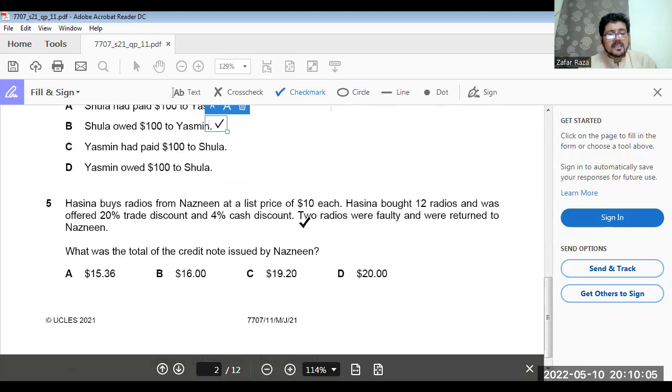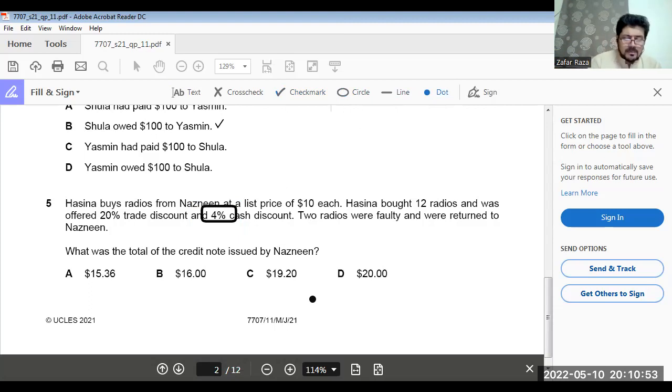Okay. Now, Hasina buys radios from Nazneen at a list price of $10 each. Hasina bought 12 radios and was offered 20% trade discount and 4% cash discount. 2 radios were faulty and were returned to Nazneen. What was the total of the credit note issued by Nazneen? Now, when she is returning goods, the payment has not yet been made. It means this 4% cash discount, we are not going to consider. Are you getting my point clear? What we have to do, we have to calculate only trade discount.